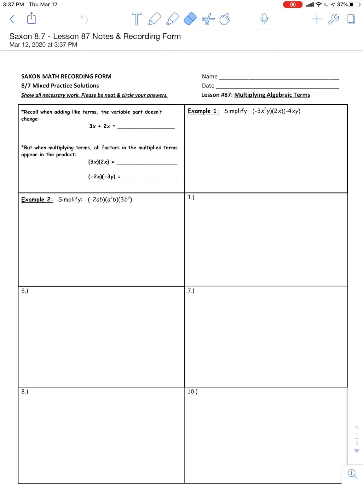Looking at Lesson 87, the title of today's lesson is Multiplying Algebraic Terms. So we've learned how to add algebraic terms. We know what to do when we see subtraction of algebraic terms, but today we're going to be talking about multiplying algebraic terms. So let's just do a little bit of a recall here.